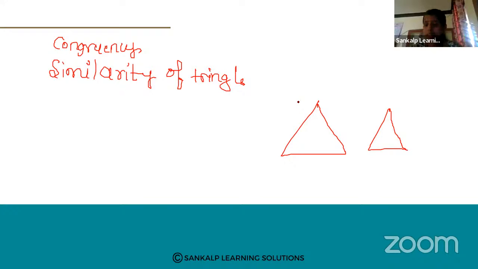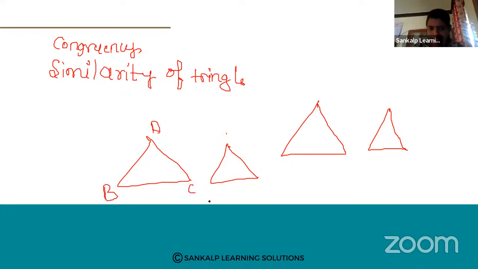What do you mean by similarity? So when you call figures similar, similar means same shape, right? Same shape is what we tell. So these two figures are similar, right? Similar figures means what? If one triangle is like this and the other triangle is like this, one triangle is ABC and the other triangle is PQR.